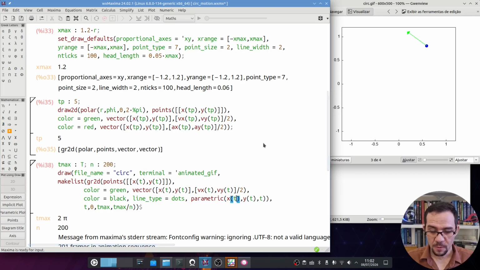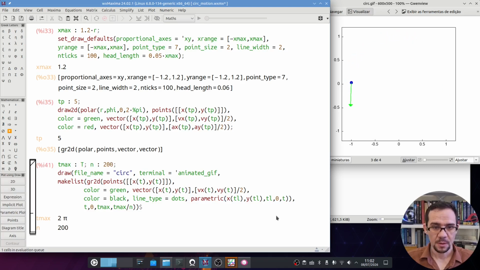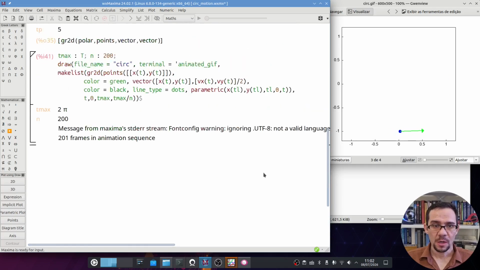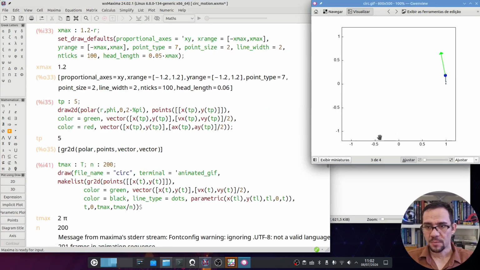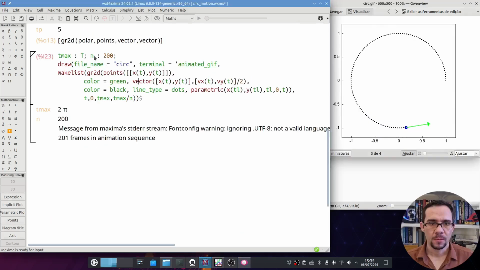use a different variable than the one that is used in make list. So let's put TL, for example. Usually we have set this variable to TP, but TP we have used here. So let's use TL, and let's put its interval from 0 until t there, and let's see how our animation looks. Let's update here, and now the trajectory is drawn as the particle moves.